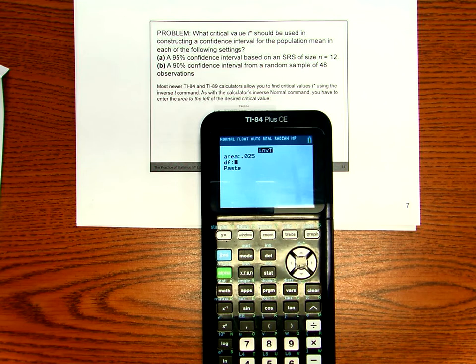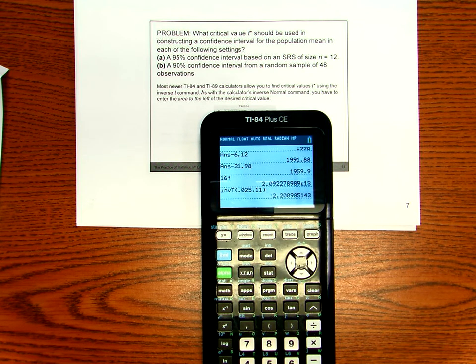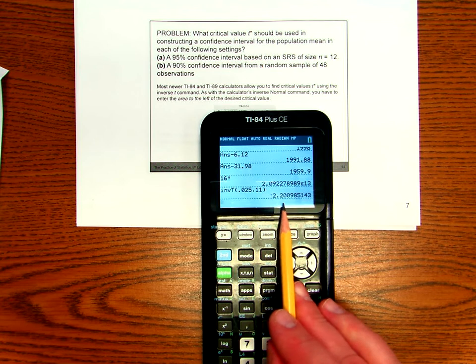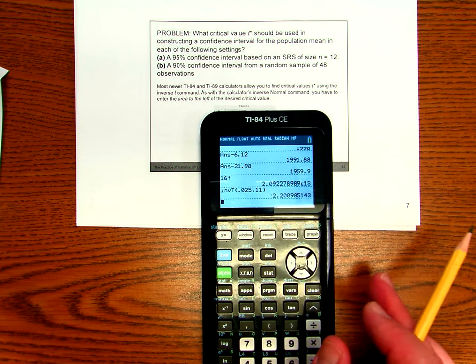Our degrees of freedom are going to be one less than our sample size, which is 11. Hit paste and then enter. And it doesn't matter whether we use a positive or a negative because it's a plus minus, same deal as it was. This is usually 3 decimal places, so negative 2.201 is what we would use.